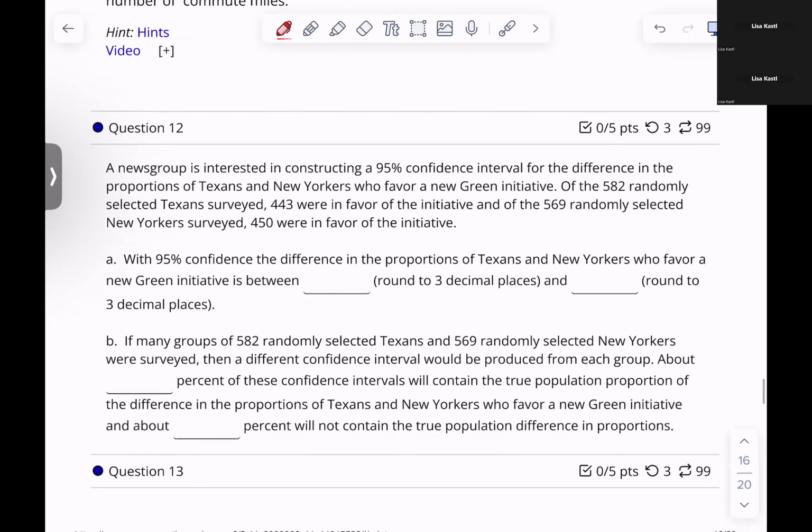A news group is interested in constructing a 95%, so another confidence interval for the difference in proportion of Texans and New Yorkers. So this is going to be a 2 proportion Z interval. And the reason it is a 2 proportion Z interval is this is binomial. And it's binomial because you're looking at 2 different groups and you're looking at a proportion out of that group. So you're going to be using a Z or a normal approximation to the binomial. So you would use a 2 proportion Z interval and then just plug it in.